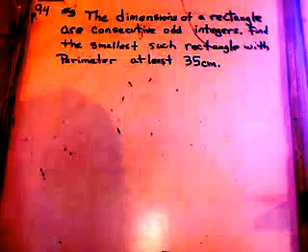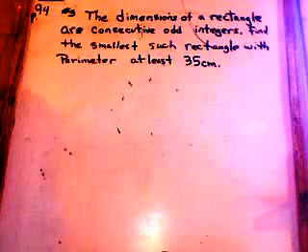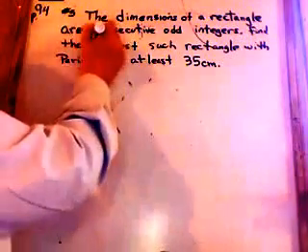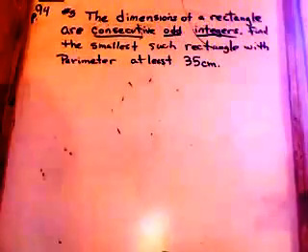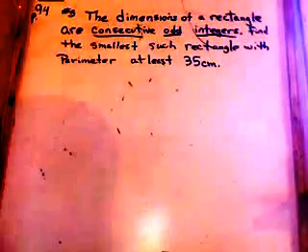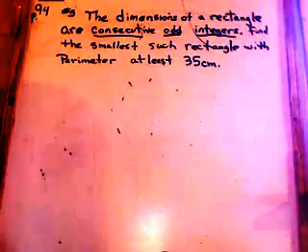Interesting word problem on page 94, number 5. Dimensions of a rectangle are consecutive odd integers. So you need to know consecutive, you need to know odd, you need to know integers. Find the smallest such rectangle with perimeter at least 35.